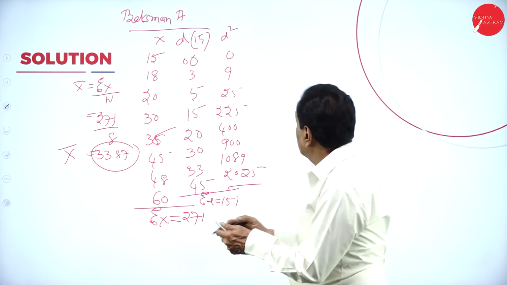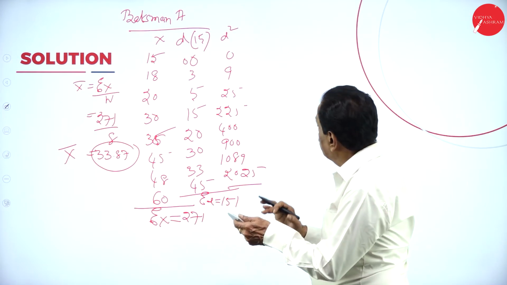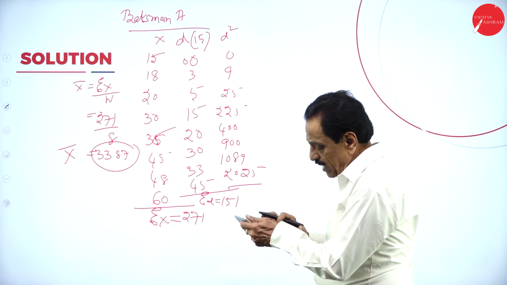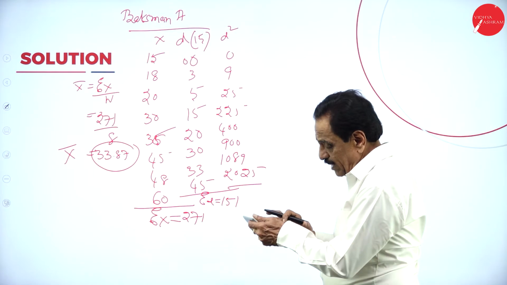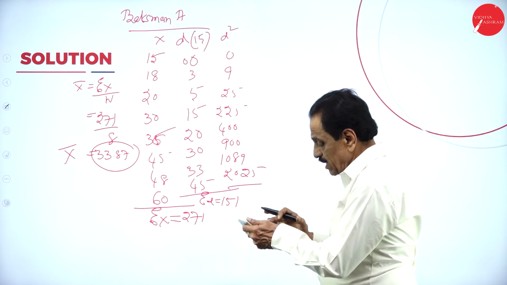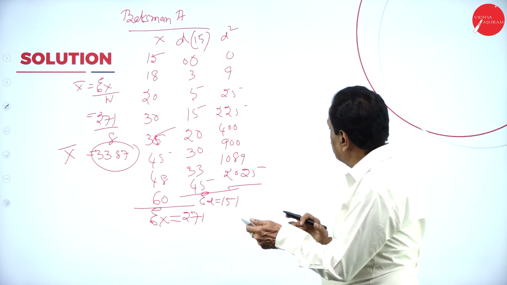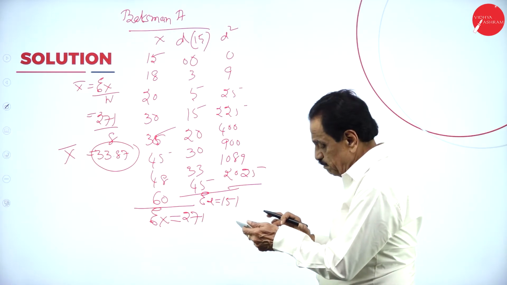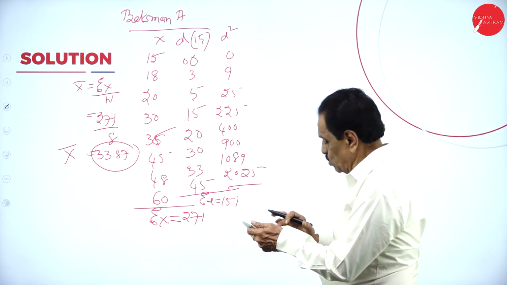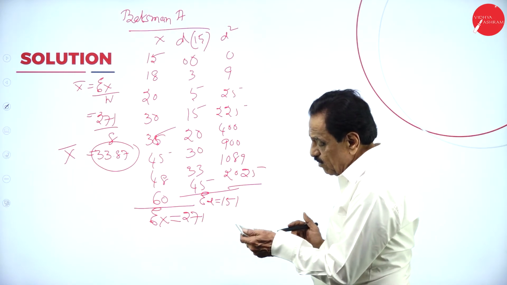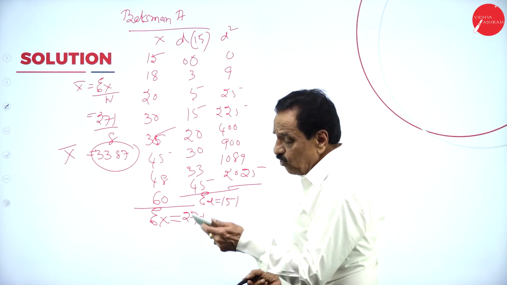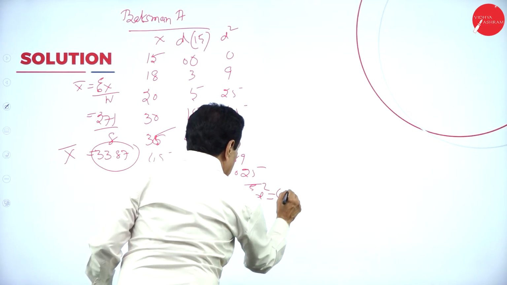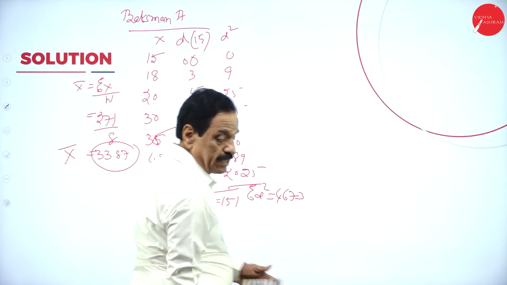So we'll go for the first number: 9 plus 25 plus 225 plus 400 plus 900 plus 1089 plus 2025 is 4673. Sigma D square is 4673. Now what are the steps to be followed?